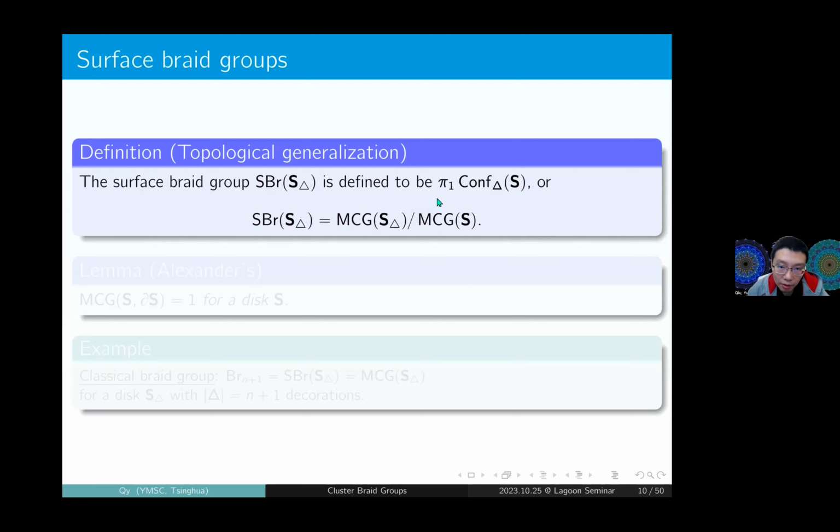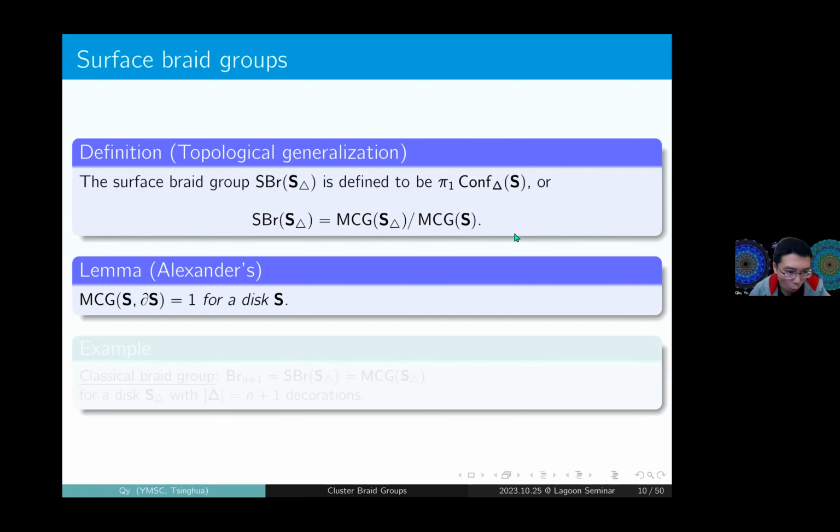And another way to define this, for example, when S has nonempty boundary, then this surface braid group can also be defined as the mapping class group of S with decorations. So this is the surface with decorations. So you can move the decoration around, quotient by the mapping class group.